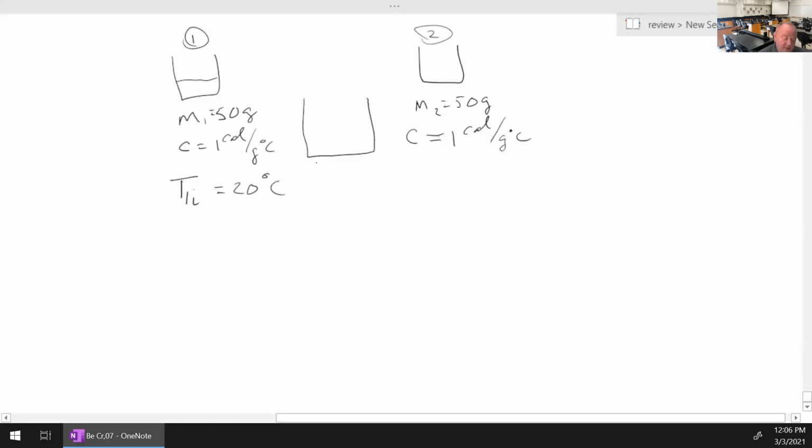Now, in the problem that I'm given, the temperature of the water in container two, or T2I, is equal to 63 degrees C. All right, so we're going to take the water from one and pour it in the bigger container, and take the water from two and pour it into the bigger container. So you might guess that the final temperature, TF, is going to be somewhere in between 20 and 63.